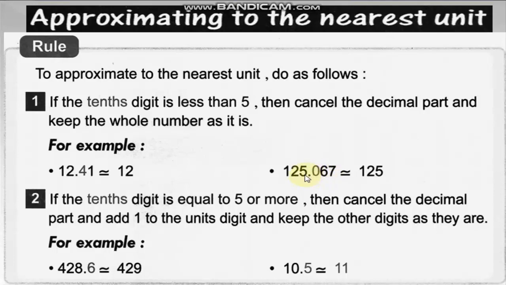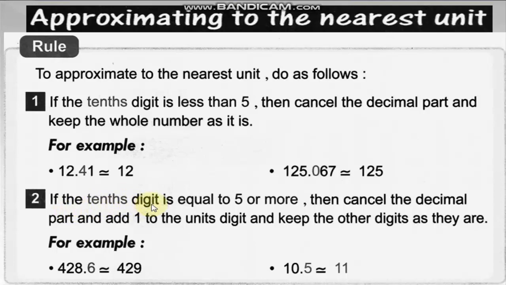Another example, 125.067. The unit here is number 5. Look at the tenth. The tenth here is number 0. If it's less than 5, we'll cancel the decimal part and keep the whole number. It's number 125.